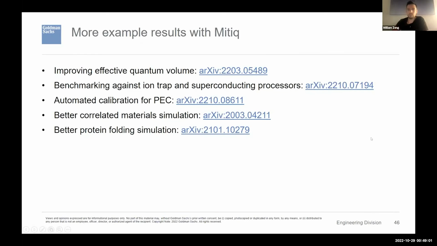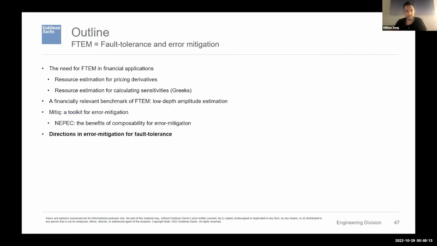So there are more types of things people have used Mitiq for. I mentioned a few of these: protein folding, correlated materials. The point is to help save you some time in implementation. And if you're interested in that, feel free to reach out.